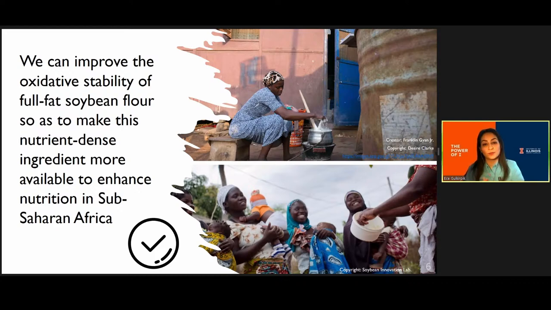We need to properly pretreat the soybeans with methods that can improve the oxidative stability of flours, and germination could be a change in the current technology, which has other benefits as well. In this way, the utilization of full-fat soy flour for human consumption can be improved, and we can also boost the nutrition of vulnerable populations.